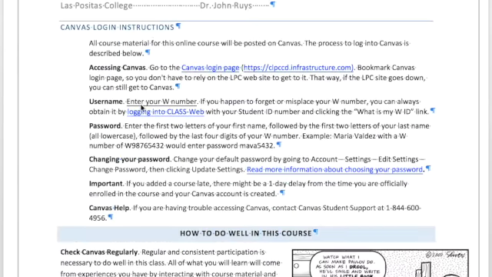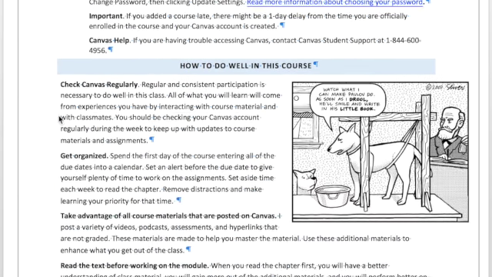Here's information for how to log into Canvas. The college is now completely using Canvas instead of Blackboard like we used to use in the past. Please look over this link. All of your course information, all your course materials are going to be found in Canvas.